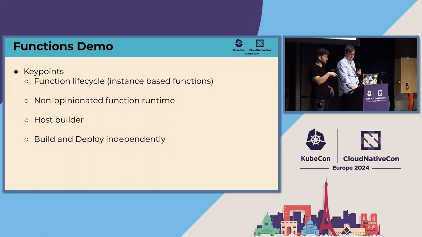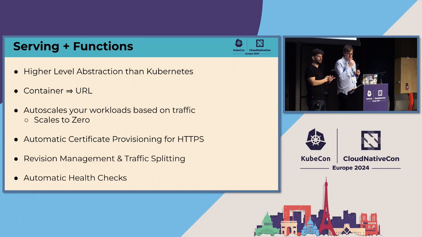I didn't show that, but you can do func build just to create the container and then maybe create your own manifest to deploy that to a cluster. It's completely independent. Here I was showing the entire thing, but behind the covers, we are creating all the manifests to deploy the function to the cluster. And I'm going to quickly run through some serving slides.